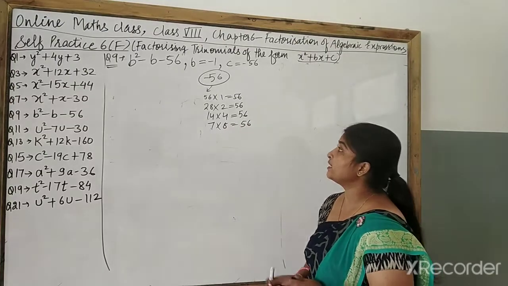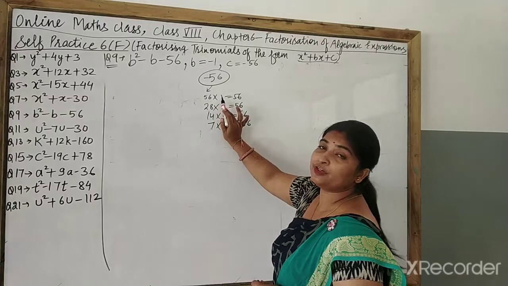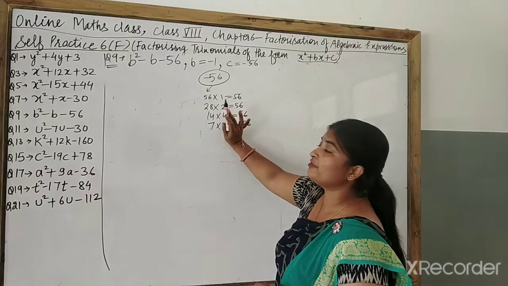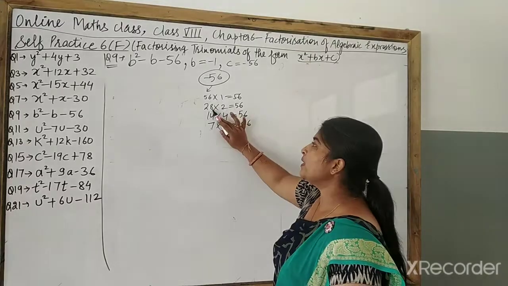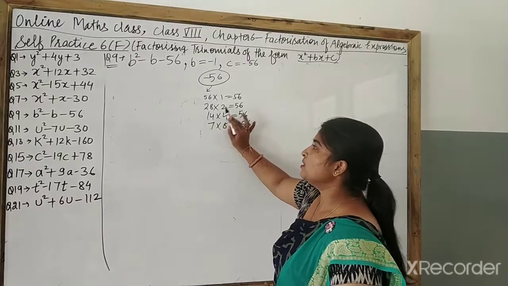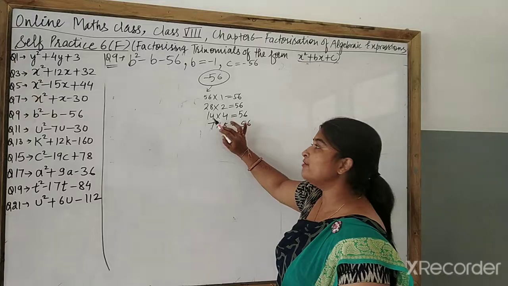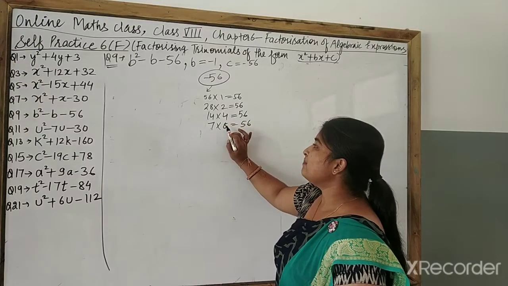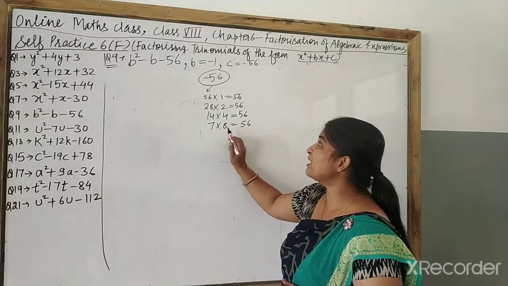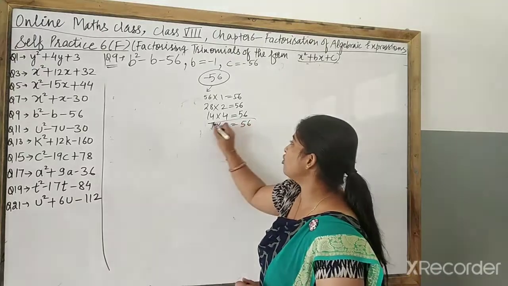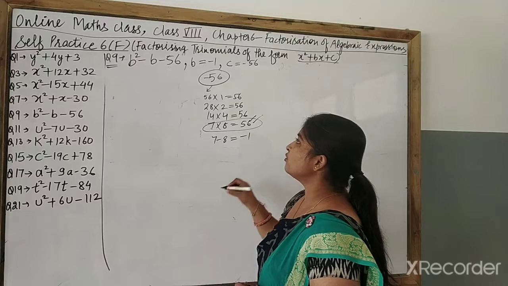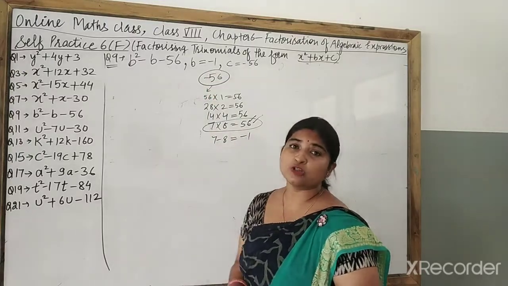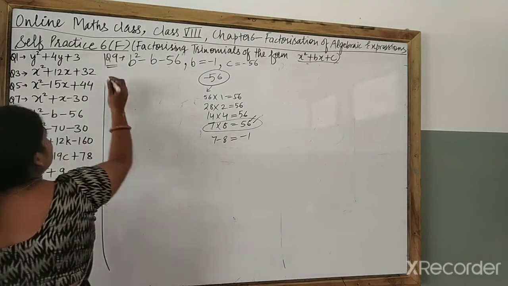Now which one should I select? 56 plus 1, 57. 56 minus 1, 55. No need. 28 plus 2, 30. 28 minus 2, 26. No. 14 plus 4, 18. 14 minus 4, 10. 7 plus 8, 15. 7 minus 8. Yes, here we have got the answer. This one I have to select. 7 minus 8 is minus 1. And this B is also coming minus 1. So this one I will select.